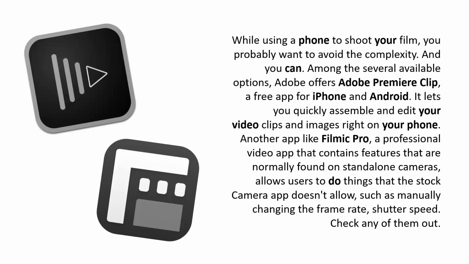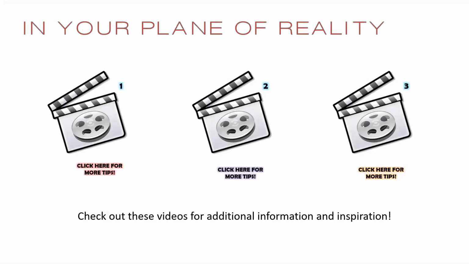Another app like Filmic Pro is a professional video app that contains features that are normally found in standalone cameras and allows users to do things that the stock camera app does not allow, like manually changing frame rate, shutter speed, and all that. But Filmic is a fantastic product, but it costs money. It's not expensive, but that one is not free. So you can look into that.